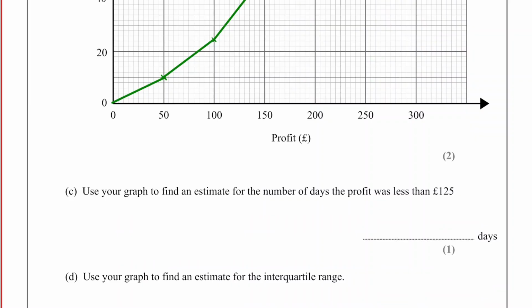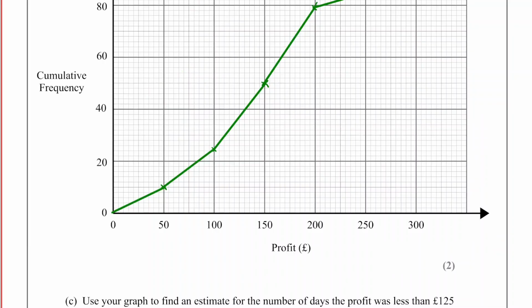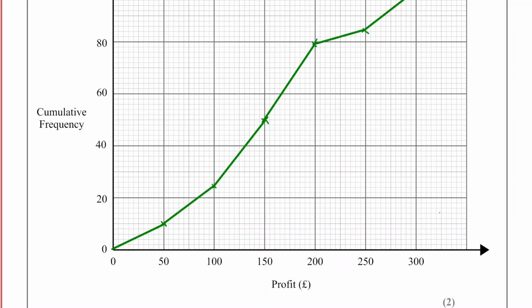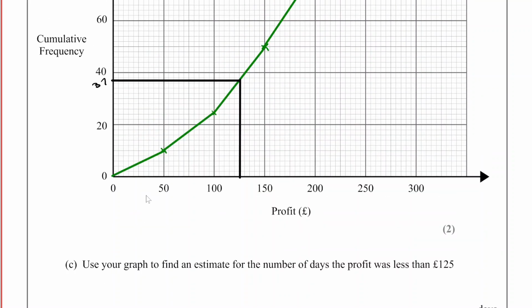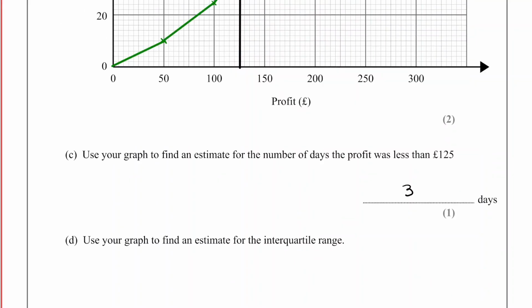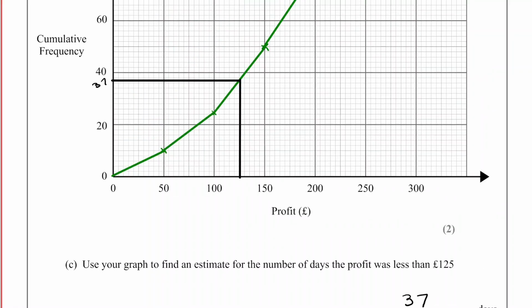Use your graph to find an estimate for the number of days the profit was less than £125. So let's find £125, which is here. And we're somewhere here. So we read off the graph. And it looks like we're at 37. So how many days less than 125? 37 days.